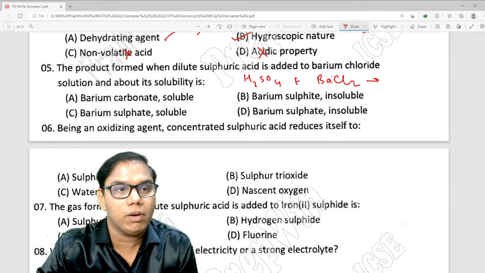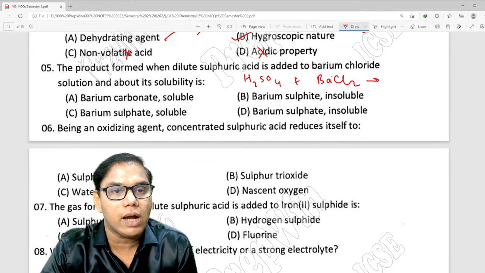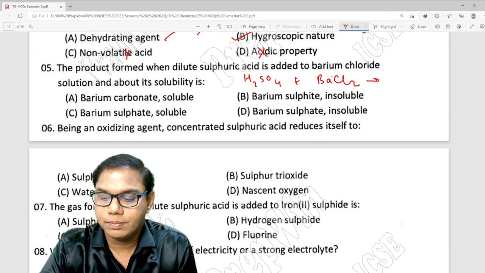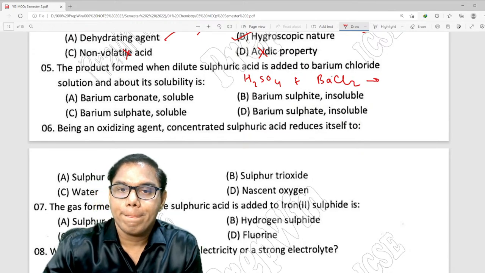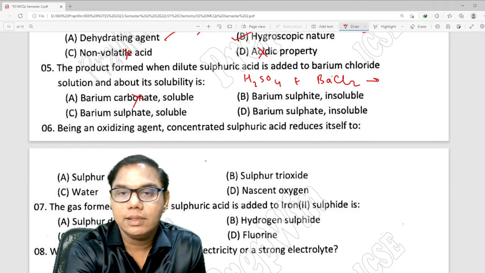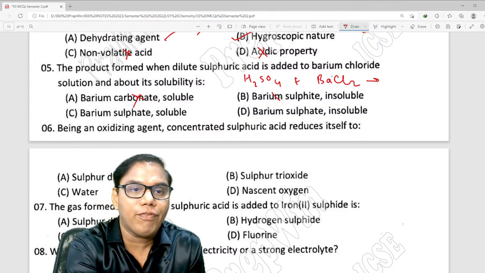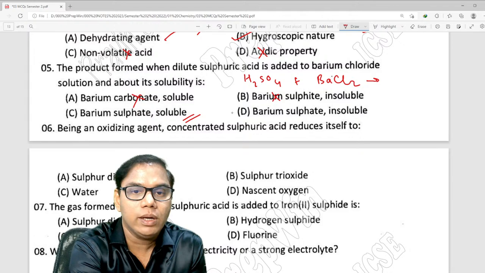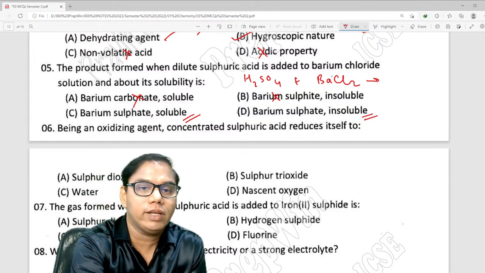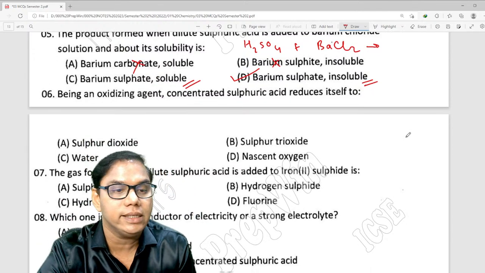Soluble and insoluble. What is the correct answer and how do you come to this conclusion? Fifth one. Carbonate will not come, as the C is not from chlorine, Cl is for chlorine. Barium sulfide will not come either, so between these two, is it soluble or insoluble? I see most of the students are giving the right answer. The correct answer is D.